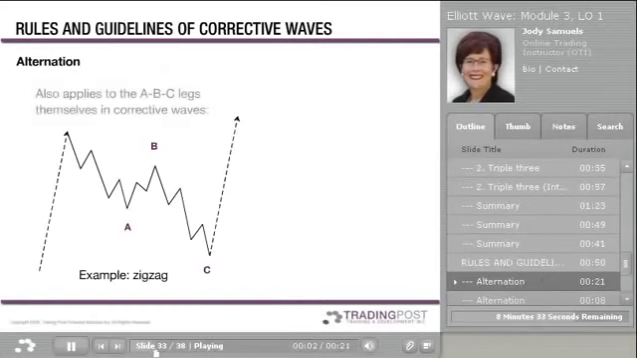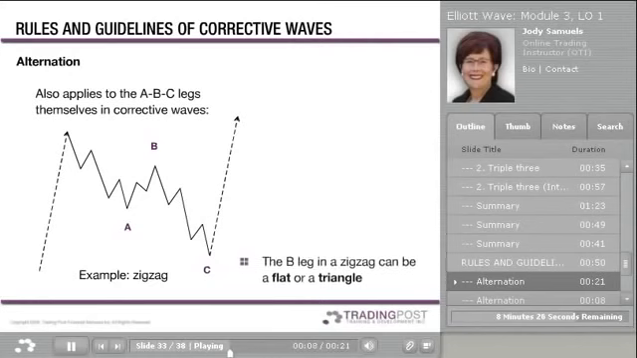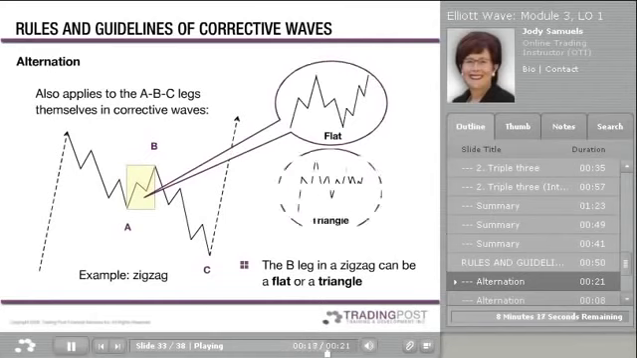Alternation also applies to the ABC legs themselves in corrective waves. For example, the B leg in a zigzag can be a zigzag itself, as in this diagram, or the B leg can be a flat or a triangle.